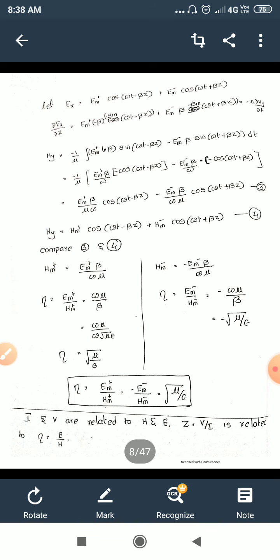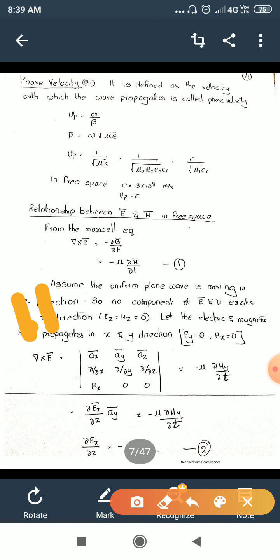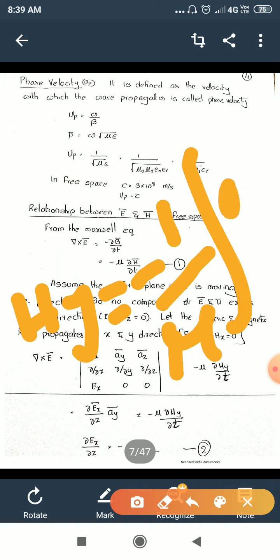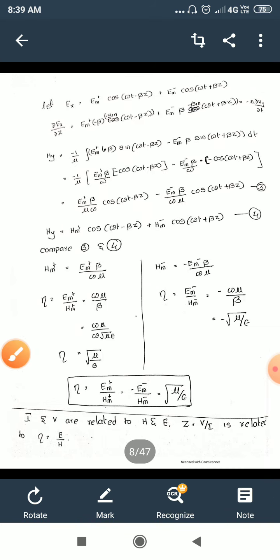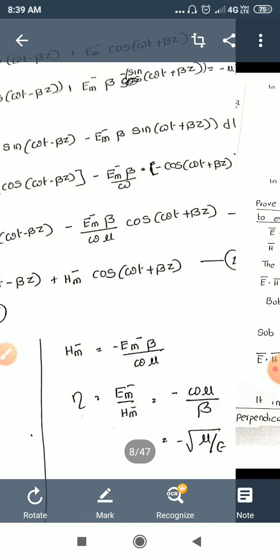Now we will get it. So what is Hy? From this equation we want Hy. Hy is equal to minus 1 by mu integral of dou Ex by dou z. So this is the equation we took here. So now finally we got Hy. So look at the integrals and differentiation clearly.